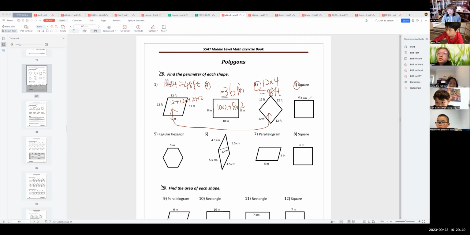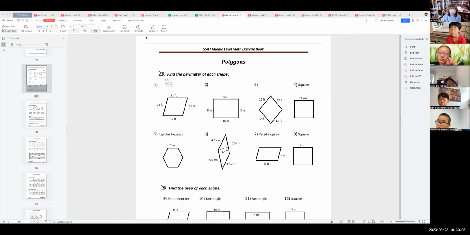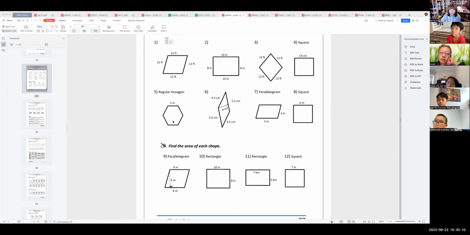And this one, a lot of people said, oh, you just give me one. No, they're square. So each of them is 14, right? So 14 times 4 equals 56 centimeters. Okay, so boys and girls, we're not going to keep going through these ones because it's just adding them together. So now just to review a little bit, find the area of each shape.